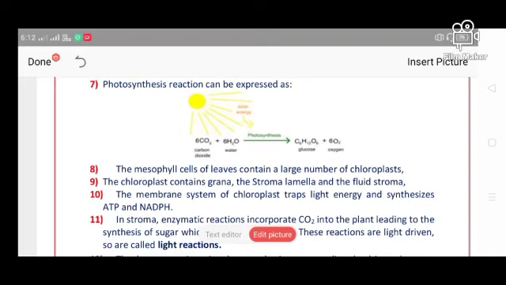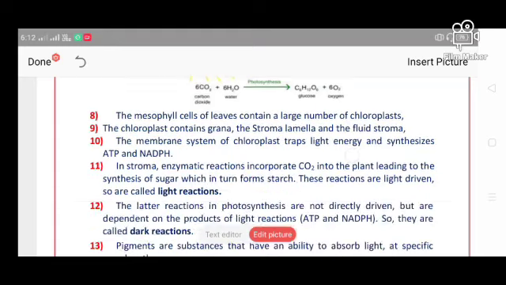So the mesophyll cells are present in the leaf. When you are reading the leaf anatomy, it will be very important for you to remember all these components of the leaves. So next one is the chloroplast. The chloroplast contains the grana, the stroma lamella and the fluid stroma. Okay, so you have to remember this thing.